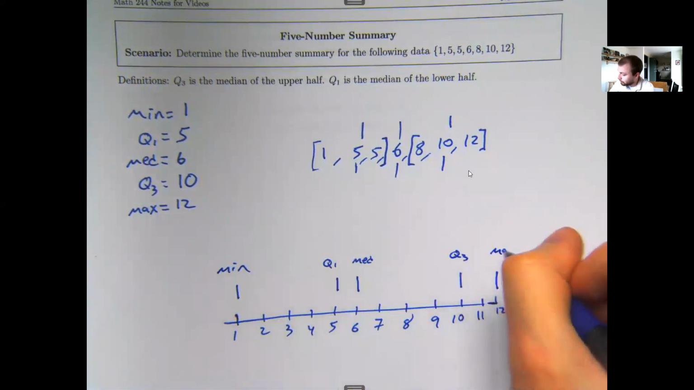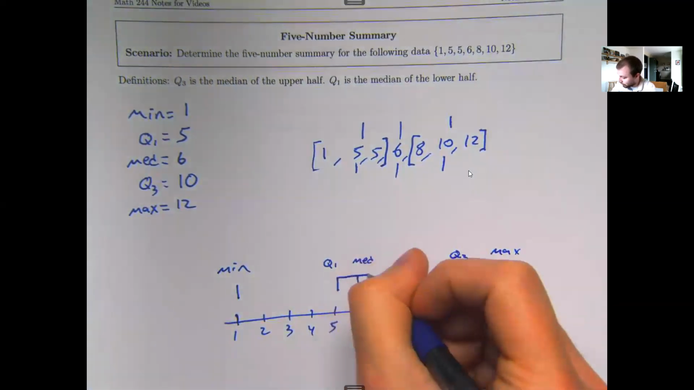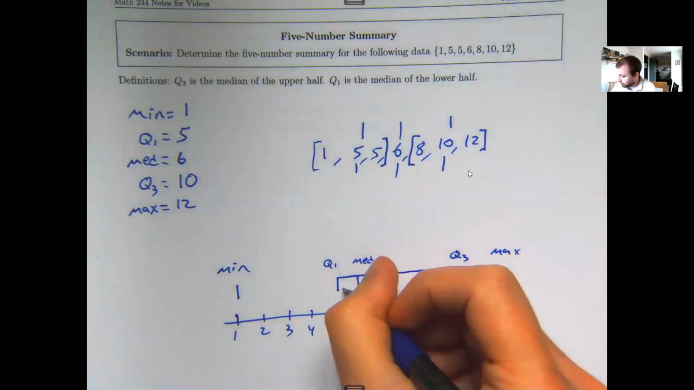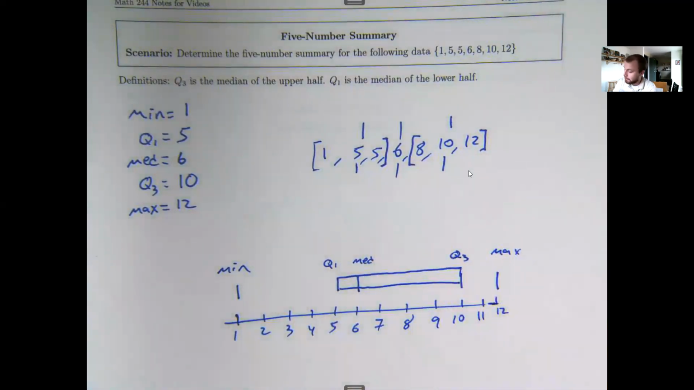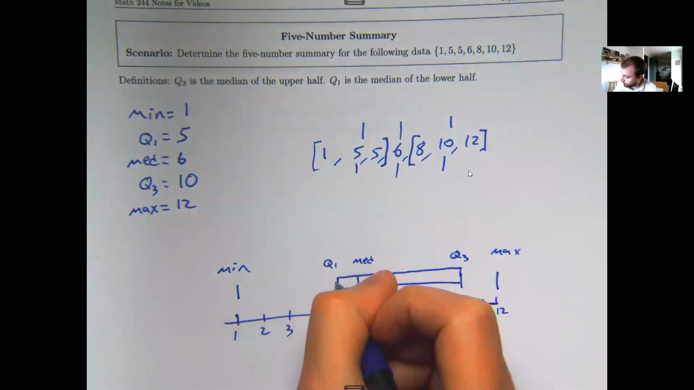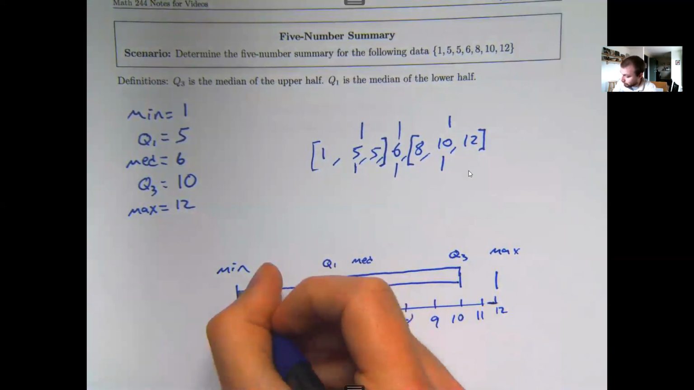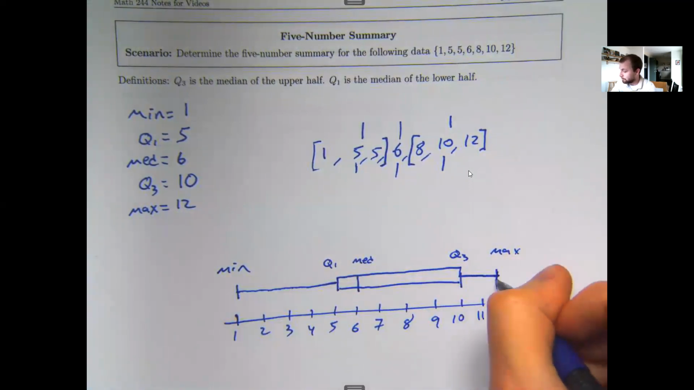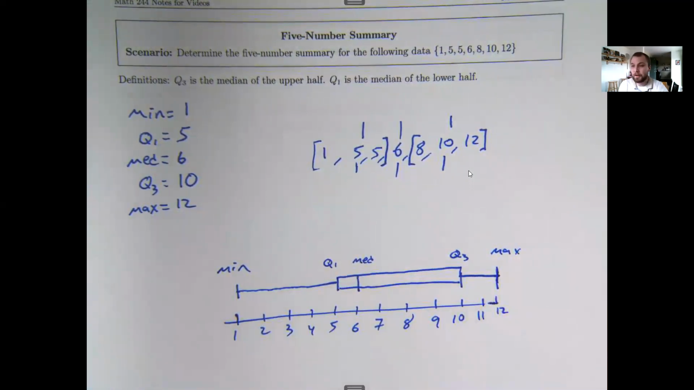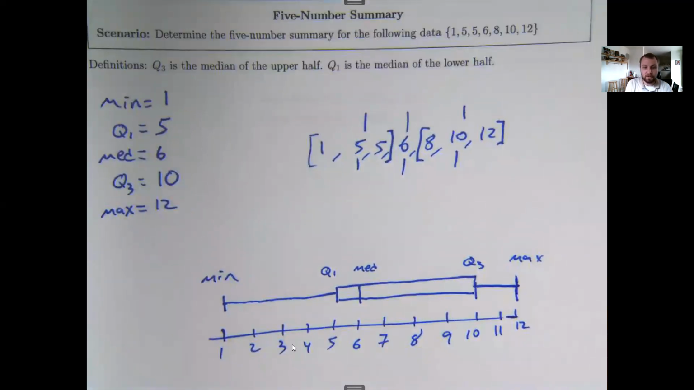I could connect my first quarter mark and my third quarter mark to get the spot where my middle 50% of my data lies. And I could extend whiskers from Q1 to the minimum and Q3 to the maximum. This is something called a box plot, and I'm doing it here for this problem just so you could really see how this 5-number summary comes into play when creating these sorts of visuals.